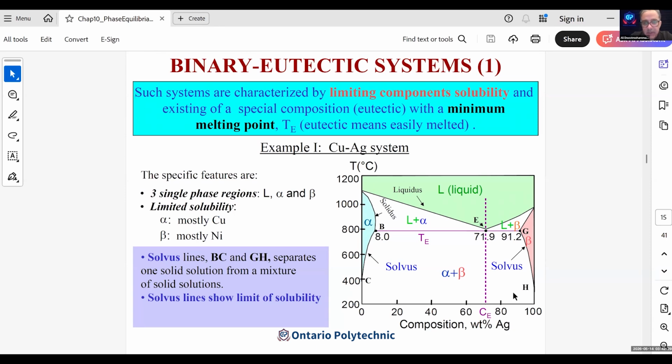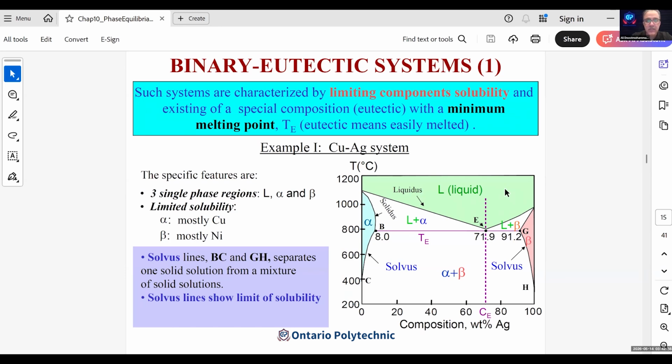And in this area, we have alpha and beta, two phases. We have some narrow regions at the left and right side of the diagram. One is alpha solid solution, pure alpha. We have only single phase here, which is alpha.